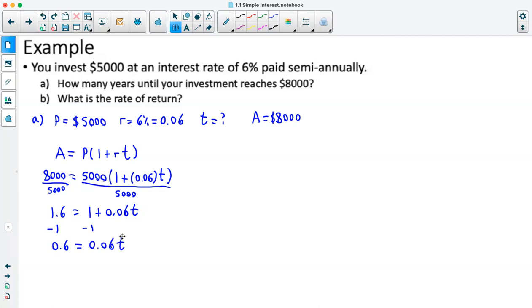Now we want to get T on its own, so we need to move the 0.06. Currently, it's being multiplied by T, so we want to do the opposite operation and divide both sides by 0.06. And that's going to give us 10 years is equal to our time.